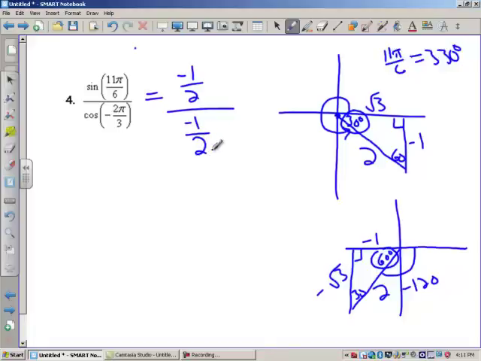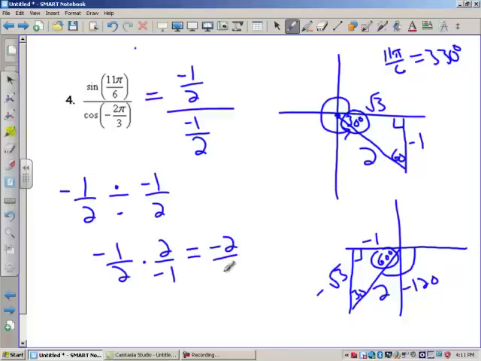Well, I was going to show you how to divide fractions again, but this is anything divided by itself is 1. But let's go ahead and do it anyway. This means negative 1/2 divided by negative 1/2. And you should remember that to divide fractions, you multiply by the reciprocal. This works out to be negative 2 over negative 2, which works out to just be 1.